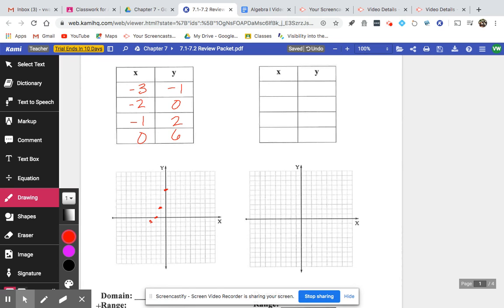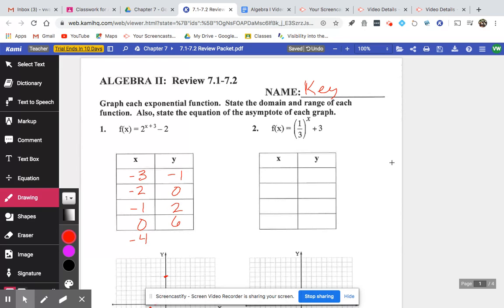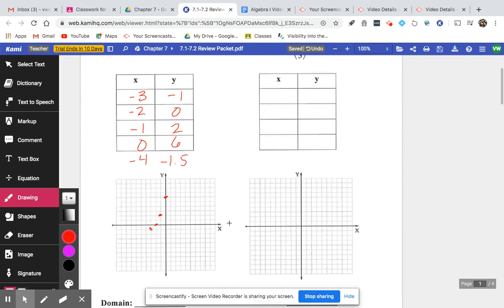I kind of want to see how far this goes. I'm going to plug in -4 as well into my function. I'm going to see what I get, just for curiosity's sake. Let me scroll back up. -4 plus 3 is -1. 2 to the negative first is 1/2. 1/2 minus 2 is -1.5. I'm going to do -1.5. Decimals are definitely easier to see on a graph than fractions.